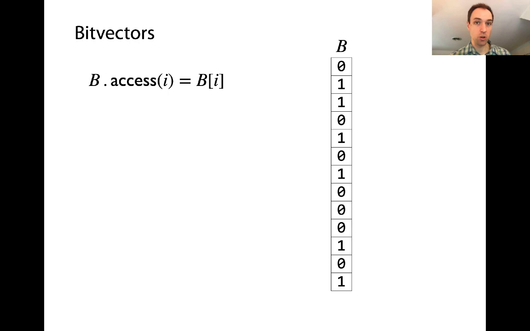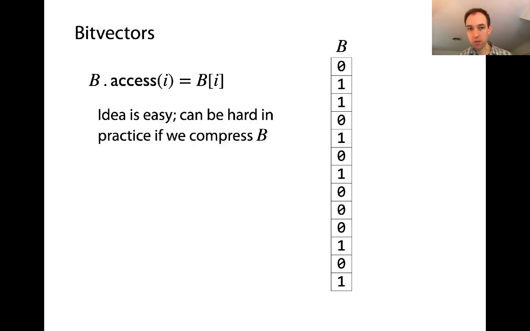It simply returns the value stored in the bit vector at the given offset. So if we're asking an access question, we give an offset I, and the query returns whether the bit at offset I is set or not. Okay? So pretty simple. It's certainly conceptually easy.